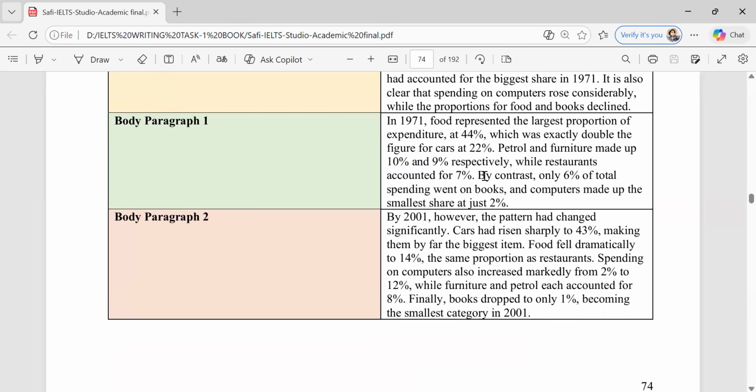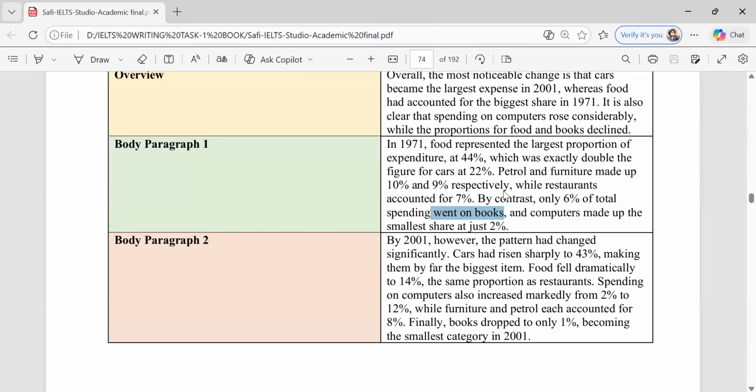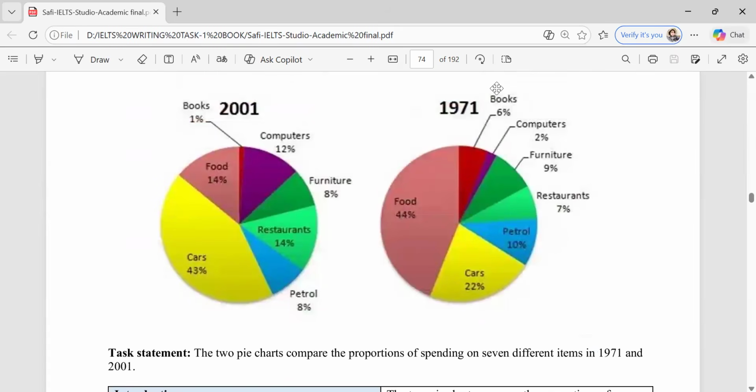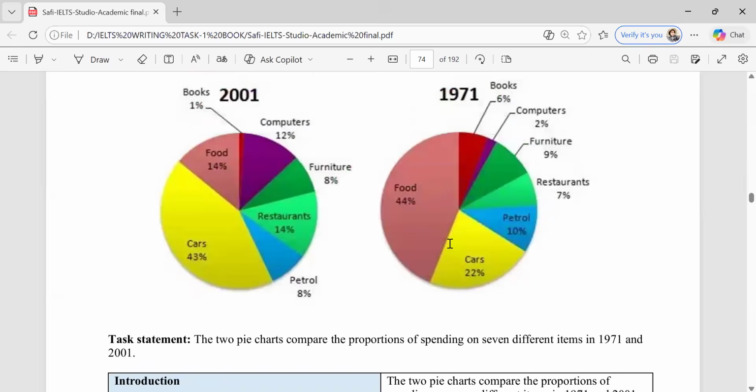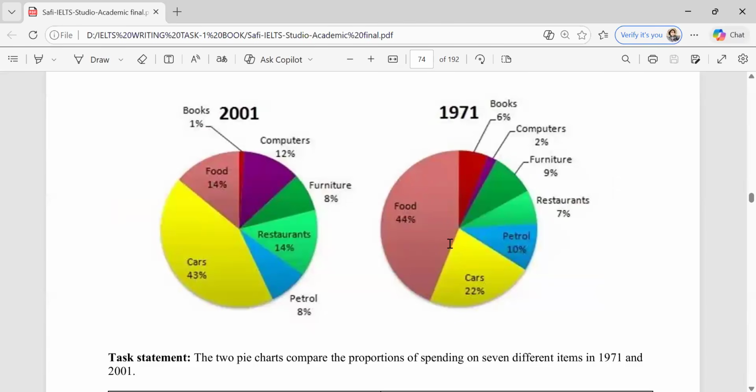आफ्टर दैट बाय कंट्रास्ट क्यों मैंने लिख दिया? क्योंकि यहां पे अगर देखिए ये बिल्कुल नेगेटिव हो रहा है, एम आई राइट? वो पॉजिटिव में मैंने लिख दिया कि ये ज्यादा थे. अब बाय कंट्रास्ट only 6% of total spending went on books. For books, they have spent only 6%. So that's why we have written what? By contrast. And then computers made up the smallest share, the smallest share at just 2%. So I have mentioned the biggest value first, clear? जो मेरे पास बड़ी percentage है that's for higher I use first, then for car second one, then petrol and so on. तो ये पहला पैराग्राफ मेरे पास खत्म हुआ.